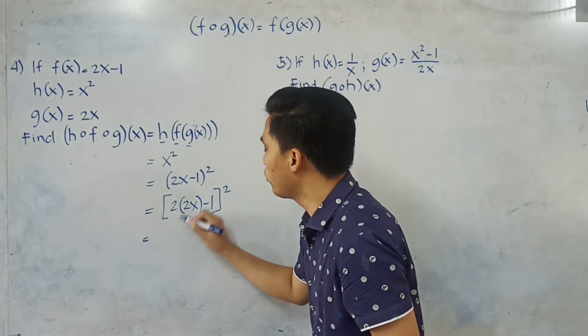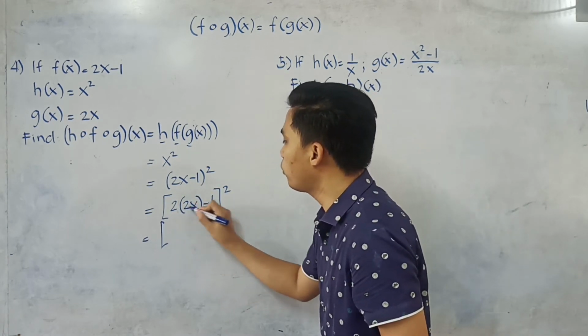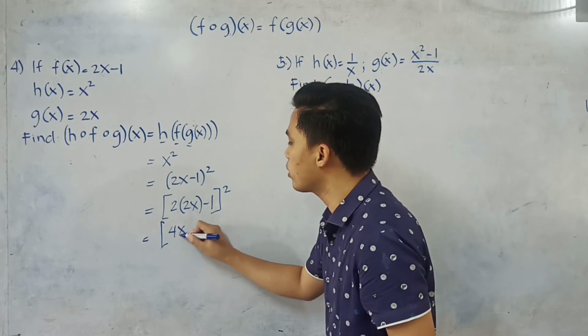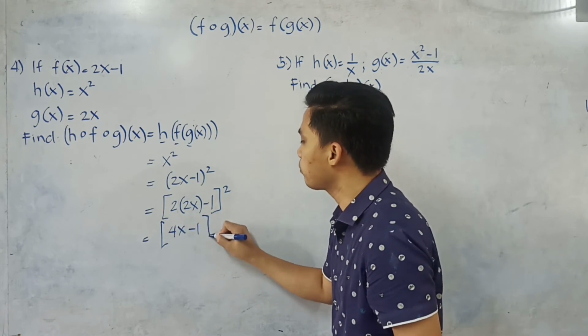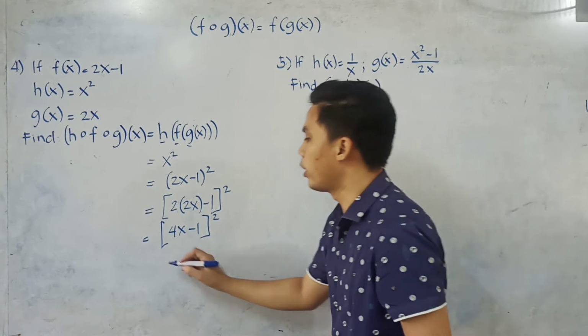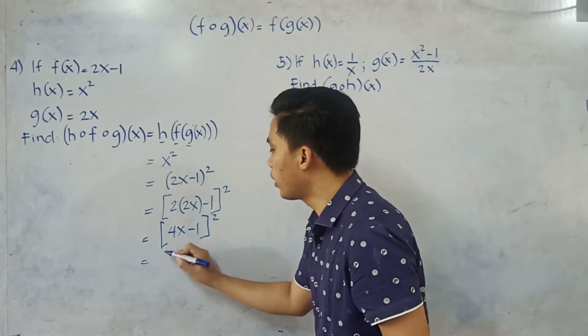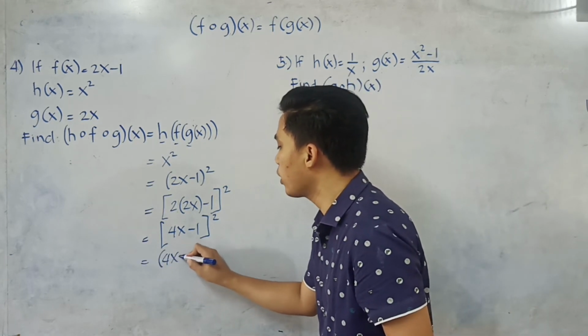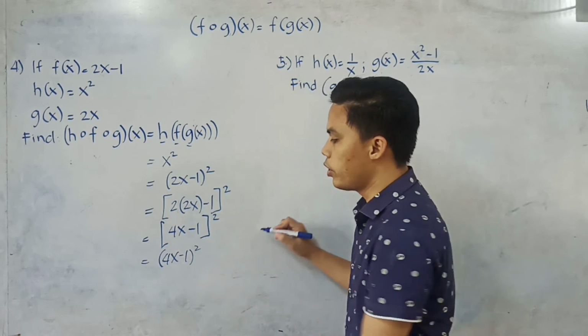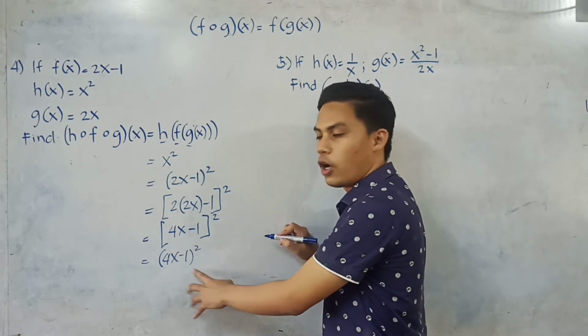So again, unahin mo na yung nasa loob. You will have 2 times 2x, you will have 4x, then minus 1 square. So ito siya, pwede natin palitan agad ng parenthesis. You will have 4x minus 1 squared. So this is square of a binomial. So how are we going to do that?